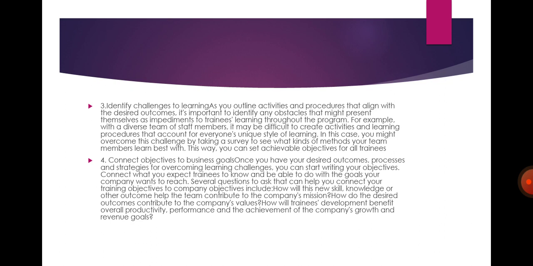So number 4, connect objectives to business goals. Once you have your desired outcomes, progress, and strategies for overcoming learning challenges, you can start writing your objectives to connect with company objectives. Several questions to ask that help connect your training objectives include: how will this new skill, knowledge, or outcome help the team contribute to the company mission, how do the desired outcomes contribute to the company values, and how will trainee development benefit overall product performance and the achievement of the company's growth and revenue goals.